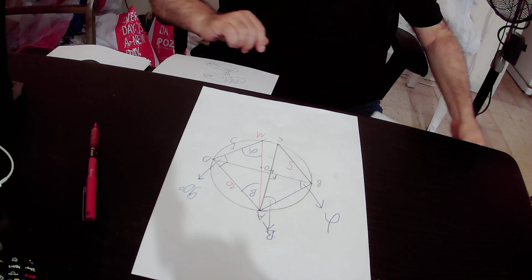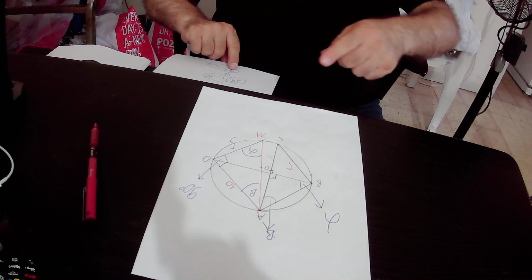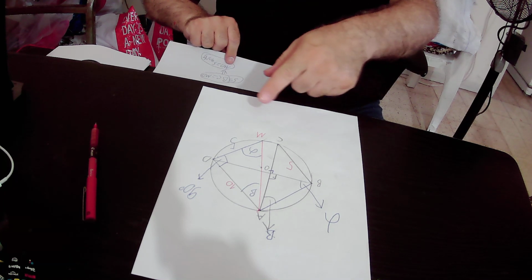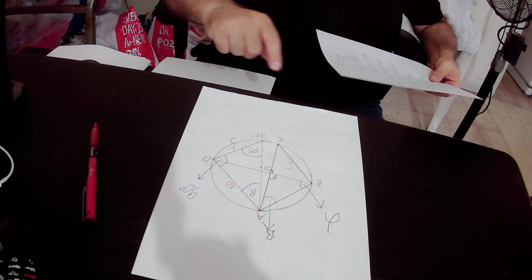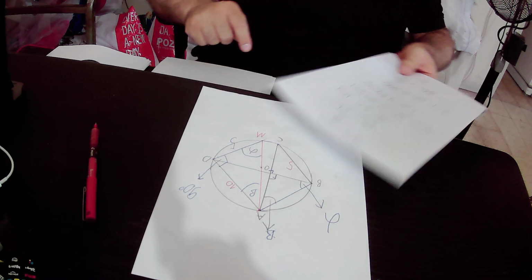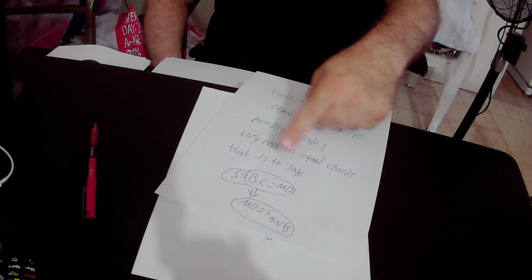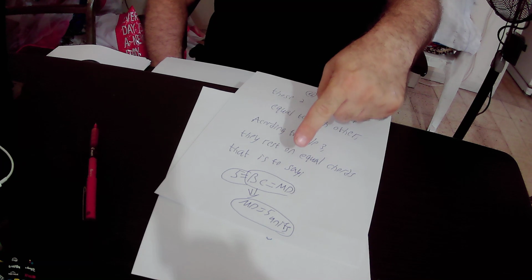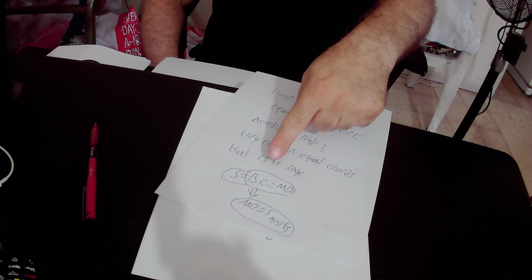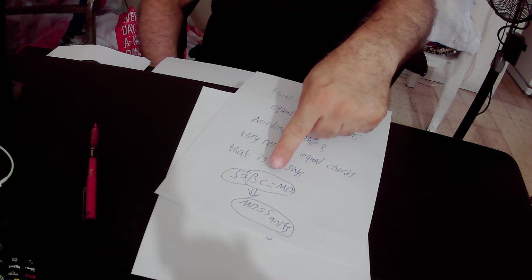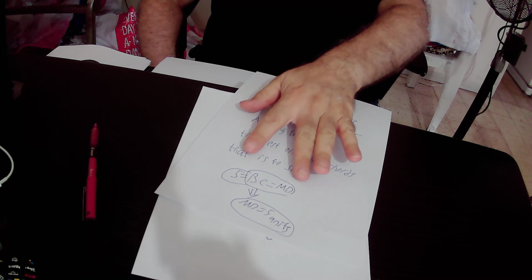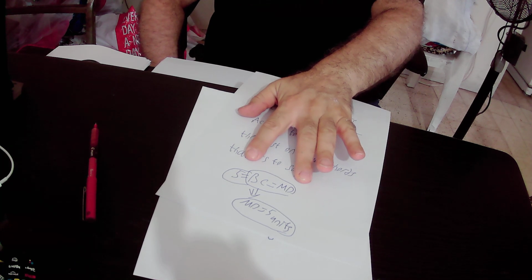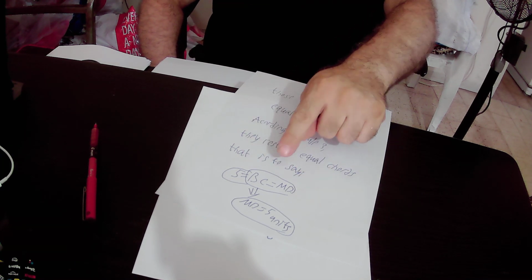So, BC equals MD according to rule number 3, and it is given in the question that BC equals 5 units. So we have the equality that MD equals 5 units.